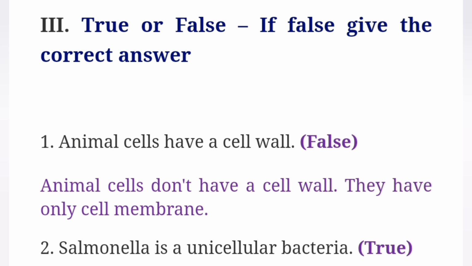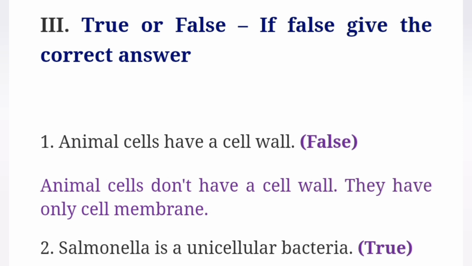Third Roman letter, true or false? If false, give the correct statement. First one, animal cell have a cell wall. The statement is false. The correct statement, animal cells don't have a cell wall, they have only cell membrane.